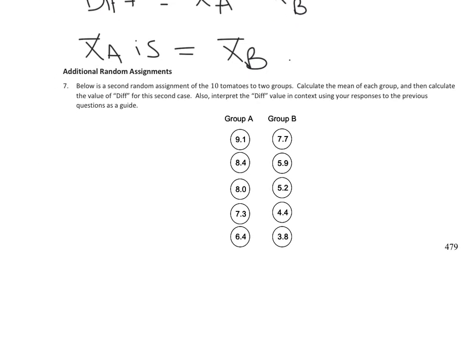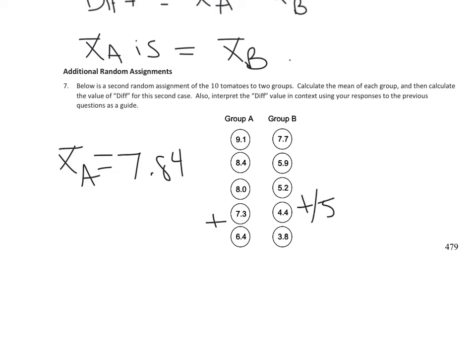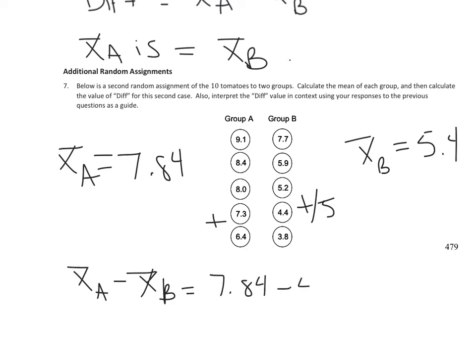There's another scenario here, which asks you to calculate group A's mean. So if I add up all these numbers and then divide that sum by 5, I would get a mean of 7.84. If I add up all these numbers and divide that sum by 5, I would get a group B mean of 5.4. They then ask you to calculate the diff value, so if I subtract A and B, I get 7.84 minus 5.4, which calculates a diff value of 2.44. And this again tells us that group A's mean is 2.44 larger than group B's mean.